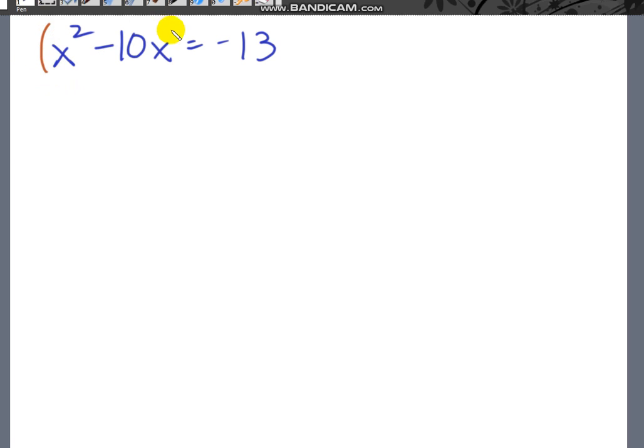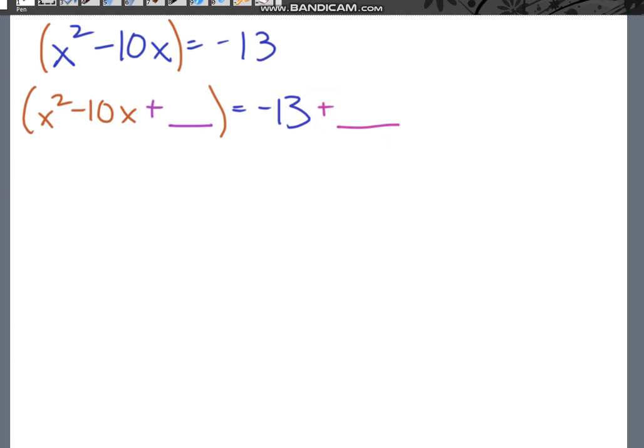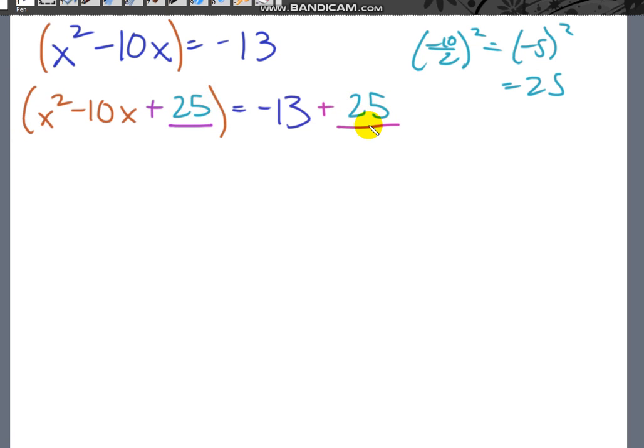So what I see here is I can put parentheses right here. And if I do that, basically this becomes x squared minus 10x plus something, and then that equals negative 13 plus something. As you guys have started to see a pattern with this, take your b term, divide it by 2 and square it. So negative 10 divided by 2 squared is negative 5 squared. That's 25. 25 goes on this side. We have no coefficients in front. 25 will go on the other side there.